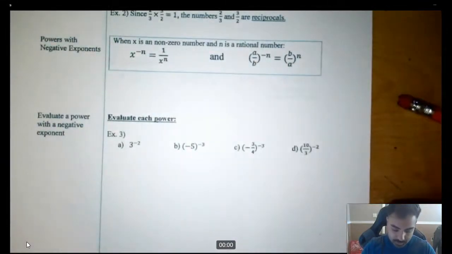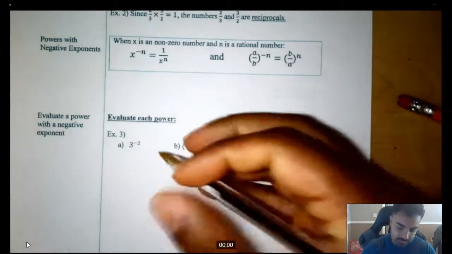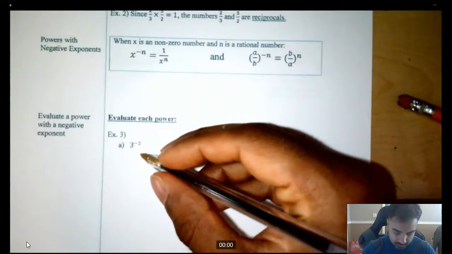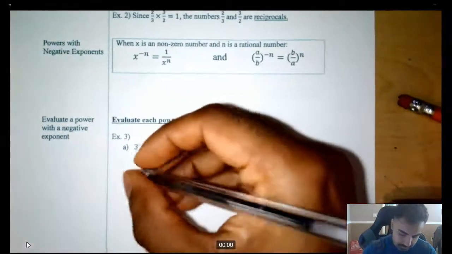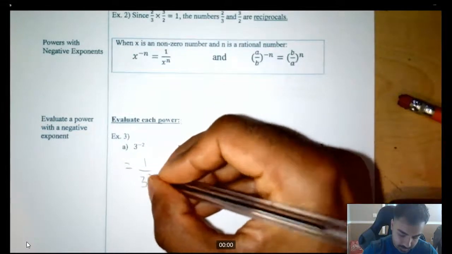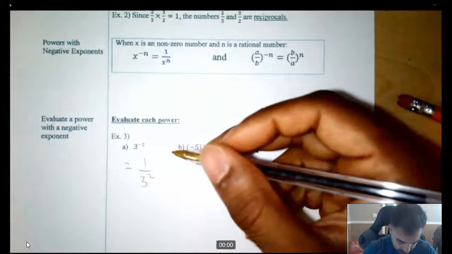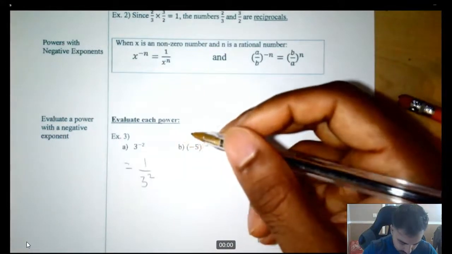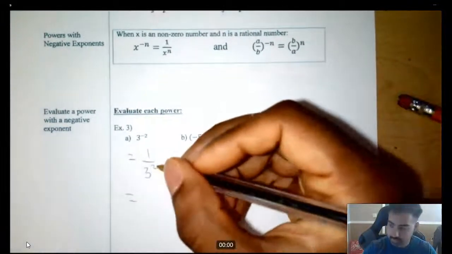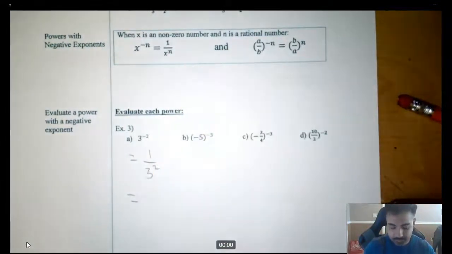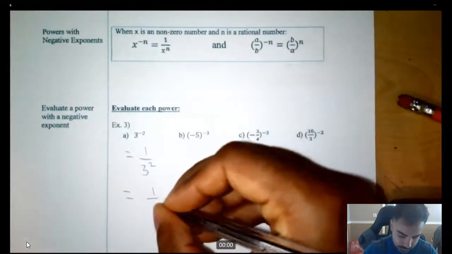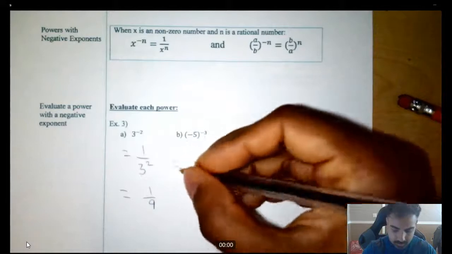So we got evaluate each power. Okay, the first example, 3 to the power of negative 2. If you're going to flip this one around, all you need to do is write 1 over 3 to the power of 2. So we went the other way around. Okay. Actually, you can evaluate this further. So for this one, 3 times 3 is going to be 9. So 1 over 9.